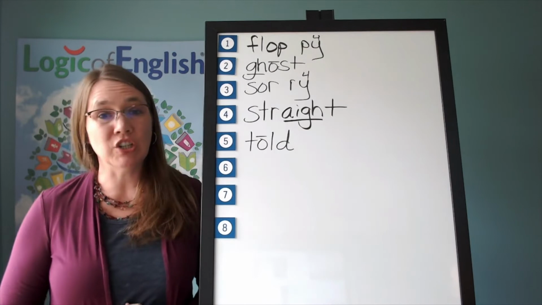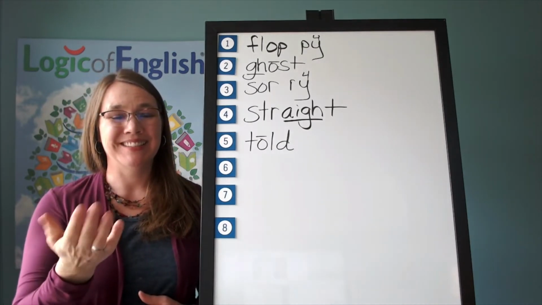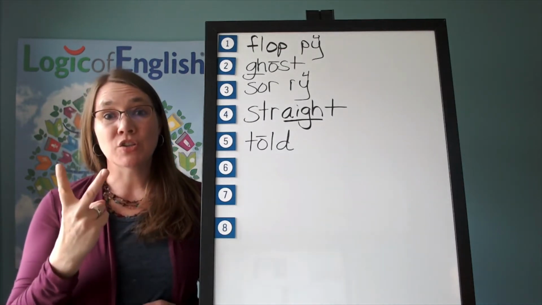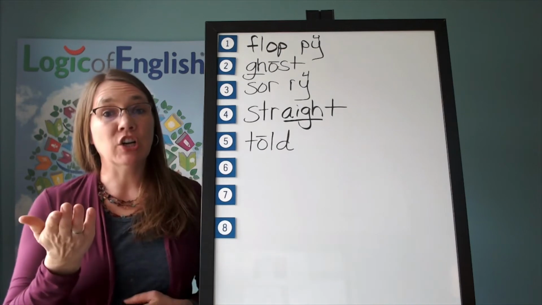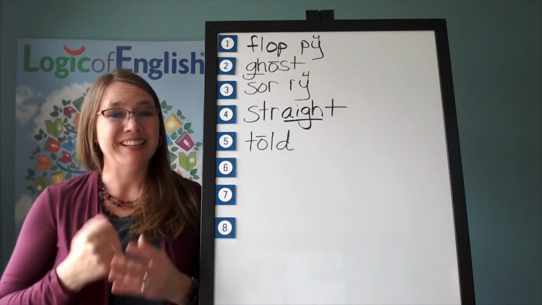The next word is curly. He has curly hair. Curly. Go ahead and say curly. How many syllables in curly? Two. We will say to spell curly. What will we say to spell? Curly. Let's sound it out.